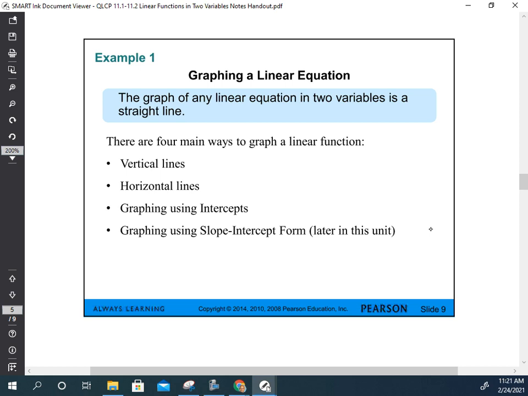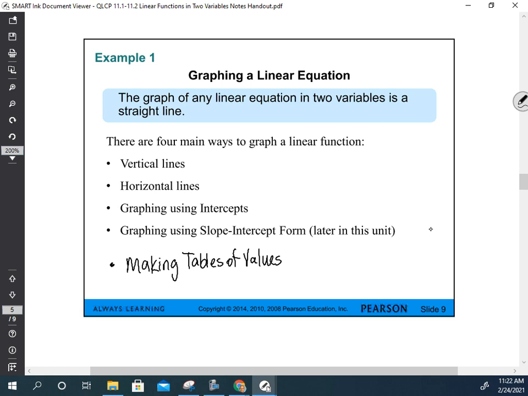So we'll definitely get into more of graphing on Friday, but there are 4 ways to graph a linear function. Technically, there are 5 ways. The 5th way is by making tables of values.